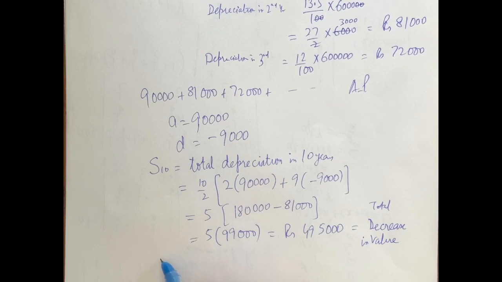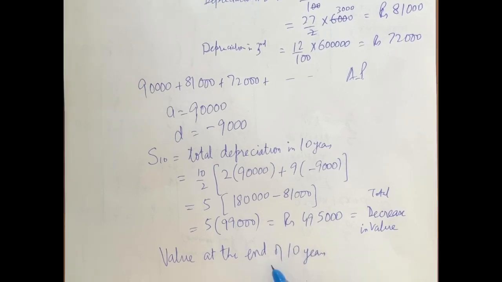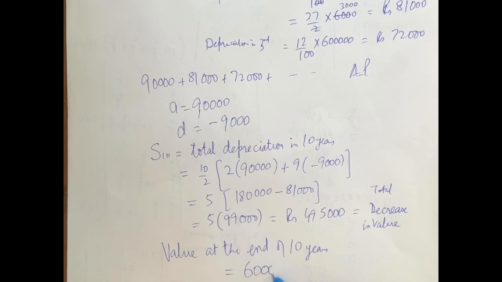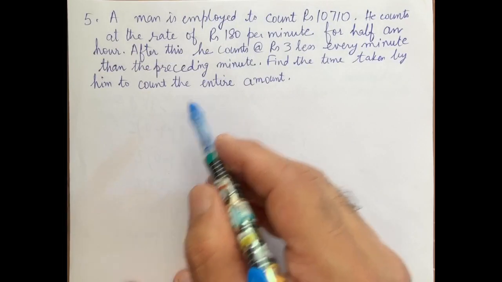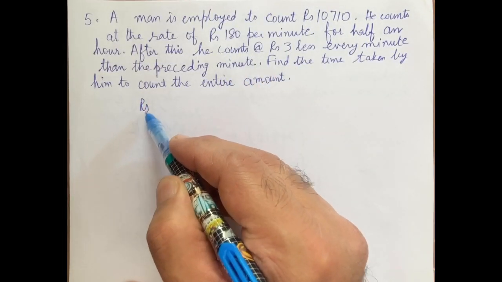So what is the value at the end of 10 years? Value at the end of 10 years is the initial value of 6 lakhs minus the total depreciation, which is 4,95,000. So it's only 1,05,000 rupees. So this is the answer, 1,05,000 rupees.